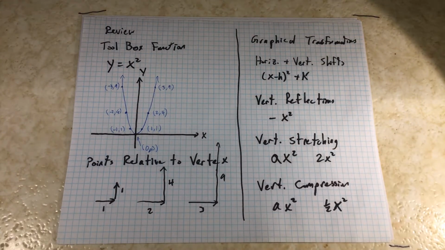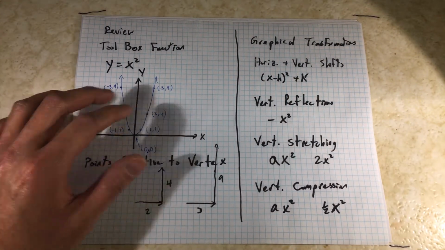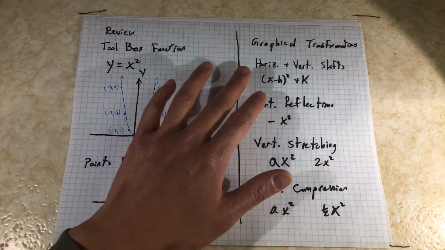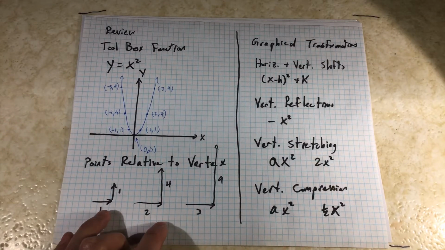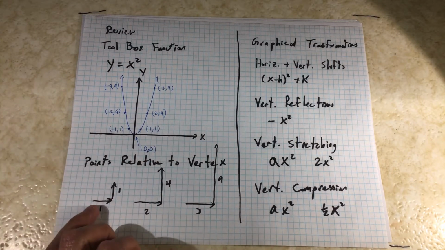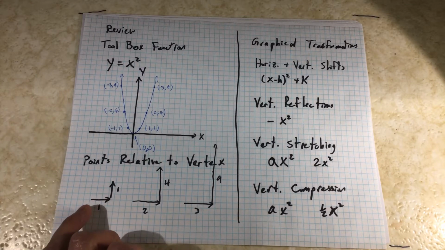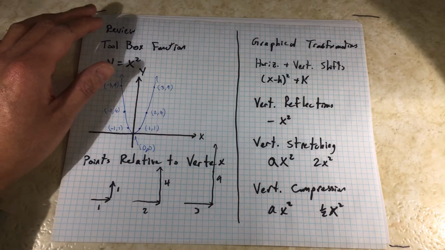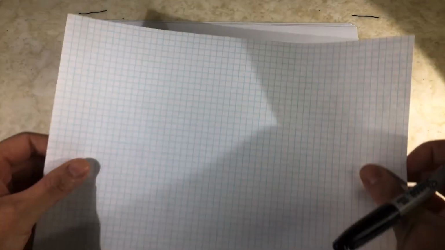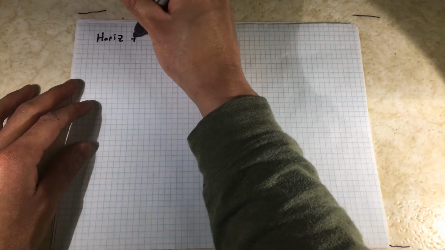x^2. So starting with your toolbox function, you can do these different transformations, and we'll go through them. But one of the ways I think it's helpful to think about is starting at the vertex and then graphing the other points using this kind of 1, 1, 2, 4, 3, 9 pattern. And I'll go through that. So let's start off by talking about horizontal and vertical shifts.